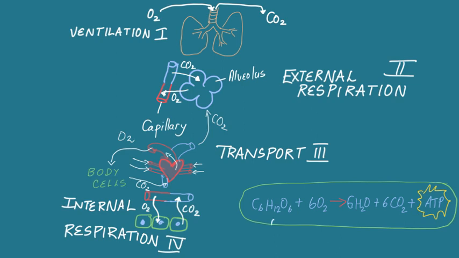The next and last stage is cellular respiration. The oxygen that has arrived in the body cells can now be used to break down glucose and make ATP. Carbon dioxide is the toxic byproduct.